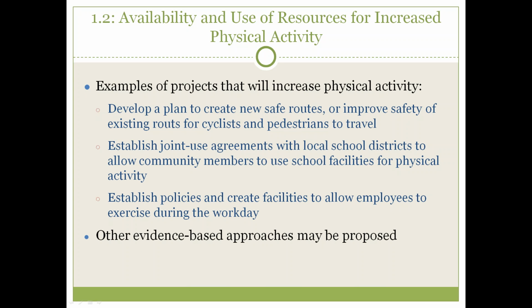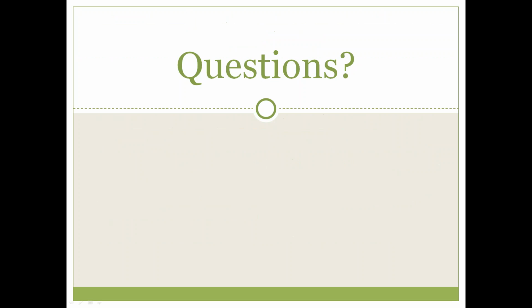Examples of some of the projects that fall in this category are developing a plan to create new safe routes or improve safety of existing routes for cyclists and pedestrians to travel. Establish joint use agreements with local school districts to allow community members to use school facilities for physical activity, or establish policies and create facilities to allow employees to exercise during the workday. And once again, other evidence-based approaches may be proposed as well.